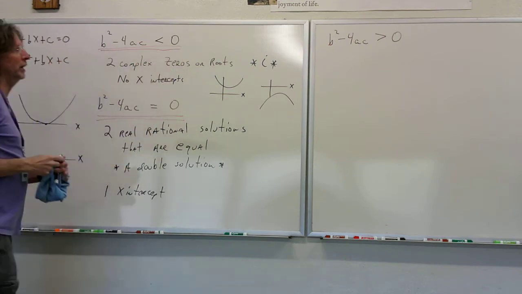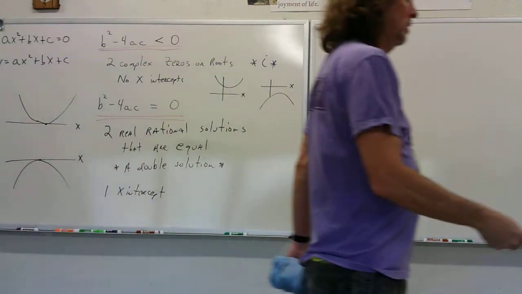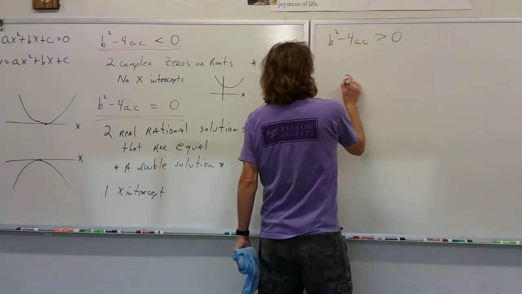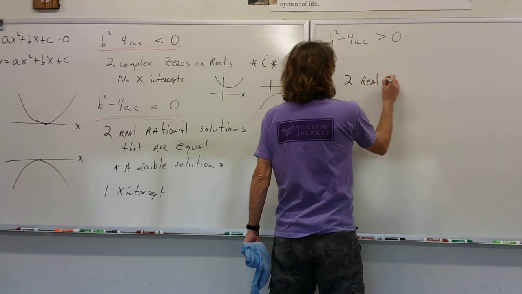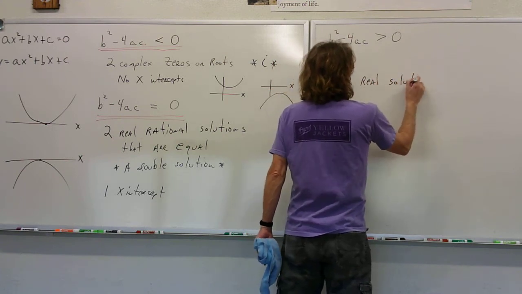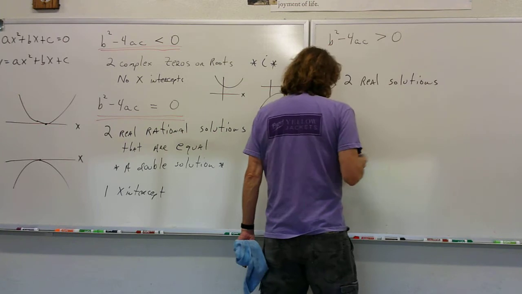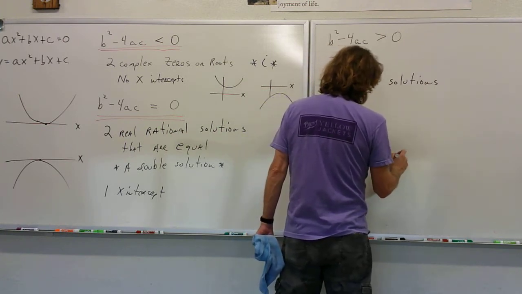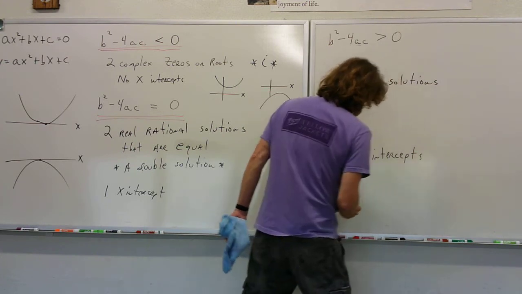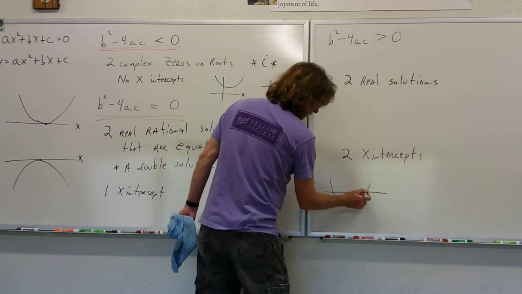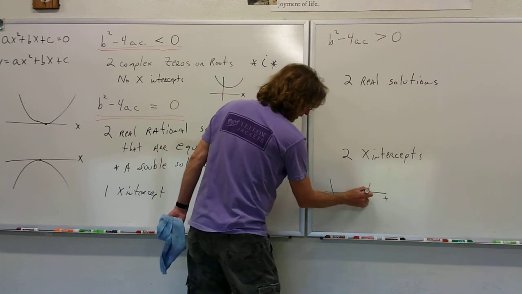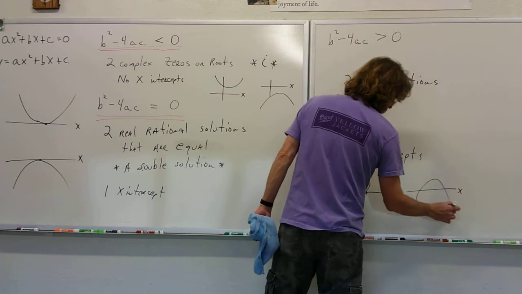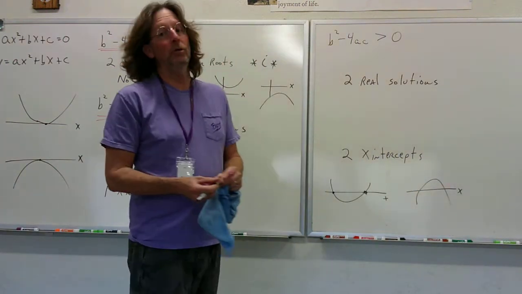Now, for b squared minus 4ac greater than 0, you get 2 real solutions, which also means you get 2 x-intercepts. Right there, the x-axis crosses here, or you have the x-axis and it crosses like that. But you get 2. 2 x-intercepts, 2 real solutions.